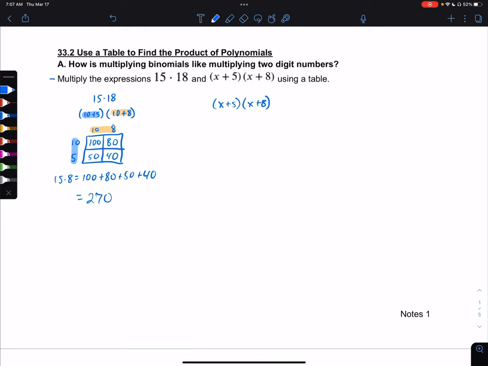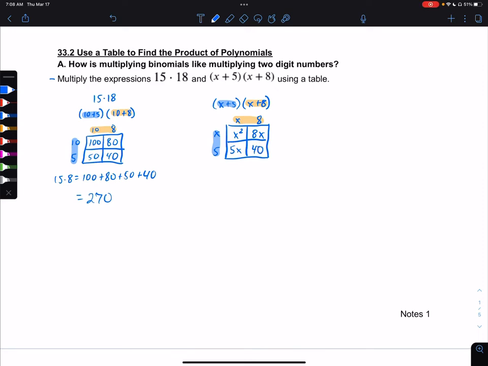So if you have x plus 5 times x plus 8, we can create this chart again, and we can use x, 5, x, and 8. So this x plus 5 went here, and this x plus 8 went here. And now you can multiply into each piece. So in here would be x times x, which we know is x squared. Here is 8 times x, so that would be 8x. Here we have 5 times x, so 5x. And here we have 5 times 8, which is 40.